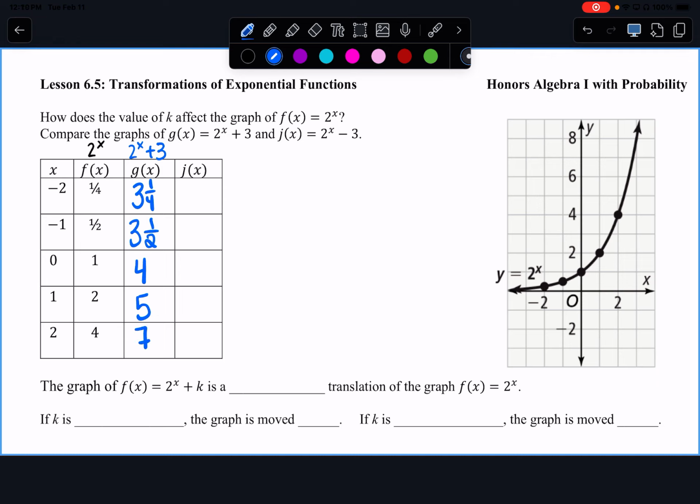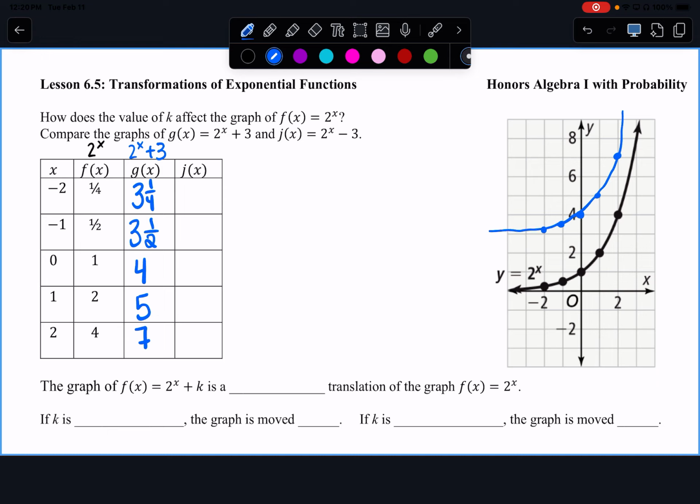Now we're going to graph those. So we're going to go over here and we are going to graph, go to -2 and go up 1, 2, 3 and a fourth. Go to -1, go up 1, 2, 3 and a half. Go to 0, go up 1, 2, 3, 4. 1, up to 5. 2, 7. Whoops, misdrew that. And make sure we draw it the same way.